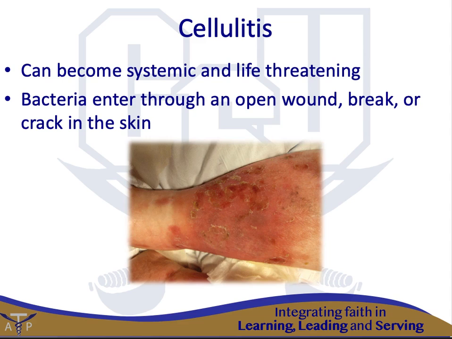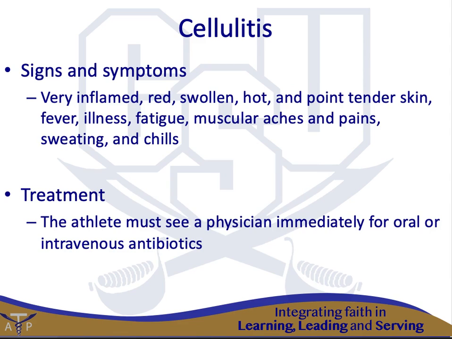Once a person is infected, we see that the bacteria enters through an open wound, break, or crack in the skin. And once they do become infected, we see the typical signs and symptoms. The skin is very inflamed, red, swollen, hot, and point tender. The person may also have a fever and other general signs and symptoms including illness, fatigue, muscle aches and pains, sweating, and chills. Because of the swelling in the area, the skin also appears to be stretched. In order to treat cellulitis, the athlete must see a physician immediately for oral or intravenous antibiotics.